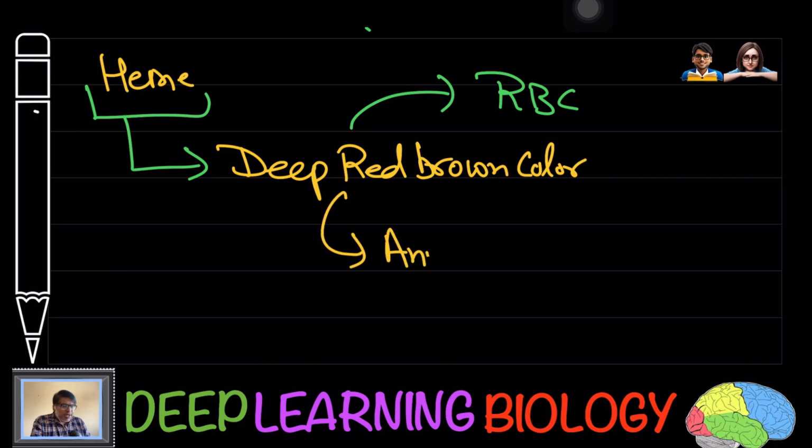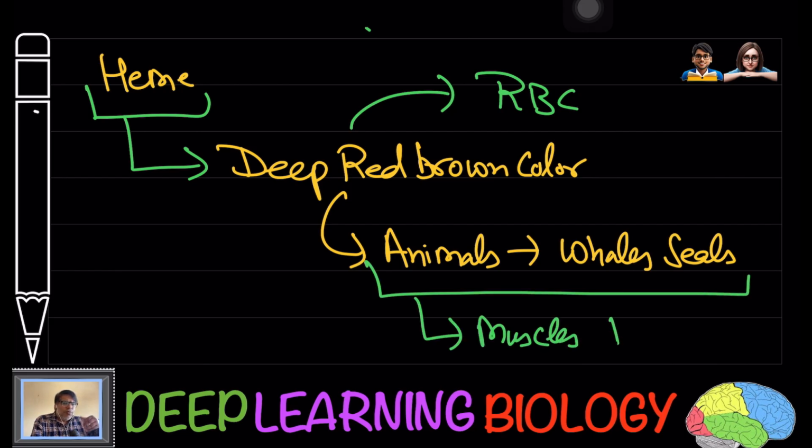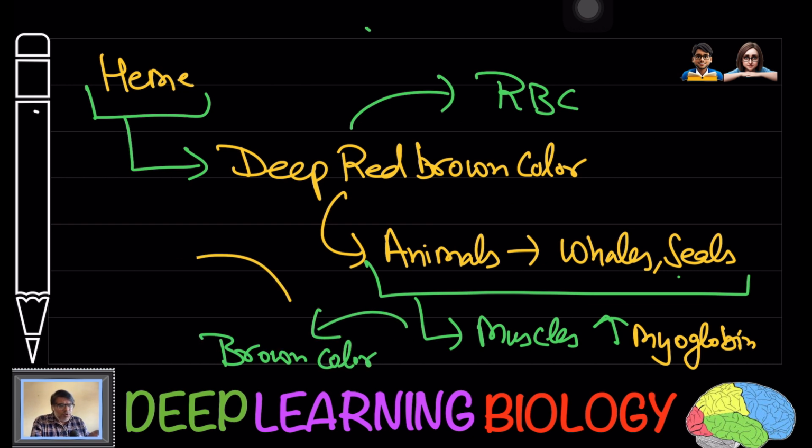Now here I also want to tell you, animals like whales and seals have more presence of myoglobin. In their muscles, you are going to have abundant myoglobin. And in myoglobin, you are going to see the presence of heme. So if you see the muscles of animals like whales and seals, you are going to see the brown color. Why is it there? Due to the presence of myoglobin, and within the myoglobin you are going to see the presence of heme.